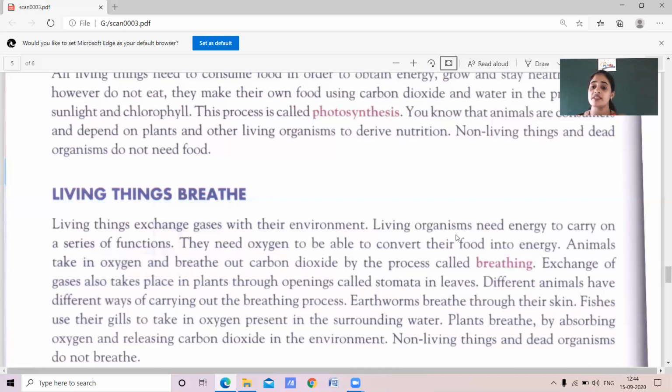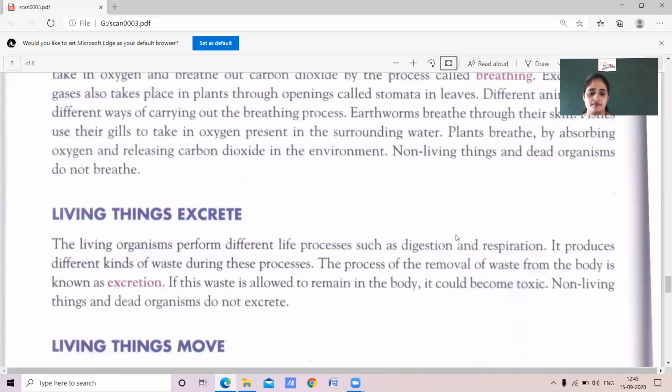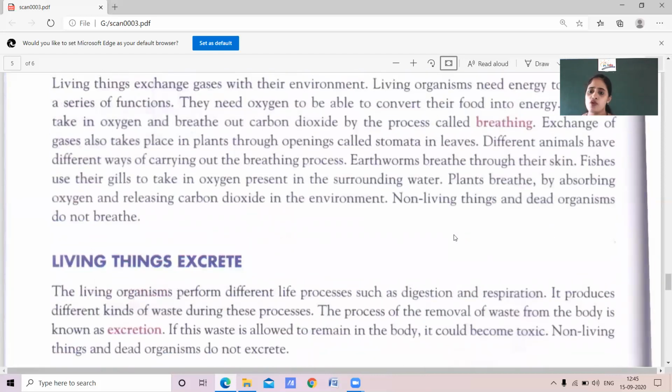Come to the non-living things. Non-living things do not breathe. Dead organisms do not breathe. Once they die, they stop breathing. This is the third character: living things breathe. Fourth one: living things excrete, or living things remove the waste from the body.